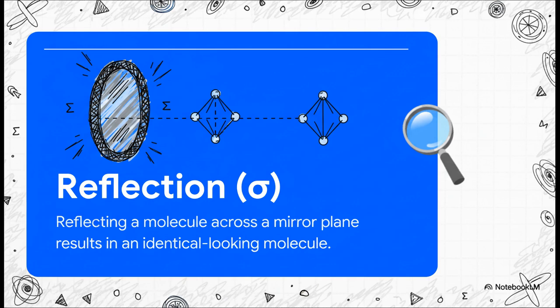Next up, we have reflection, which we symbolize with the Greek letter sigma. And this is exactly what it sounds like, holding up a mirror. If you can slice the molecule with an imaginary mirror plane so that one half is the perfect reflection of the other, well, you found a symmetry plane.